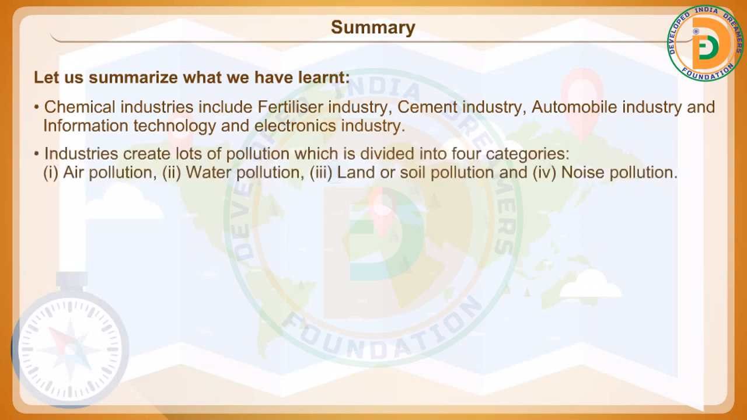Industries create lots of pollution, which is divided into 4 categories: 1. Air pollution. 2. Water pollution. 3. Land or soil pollution. And 4. Noise pollution.